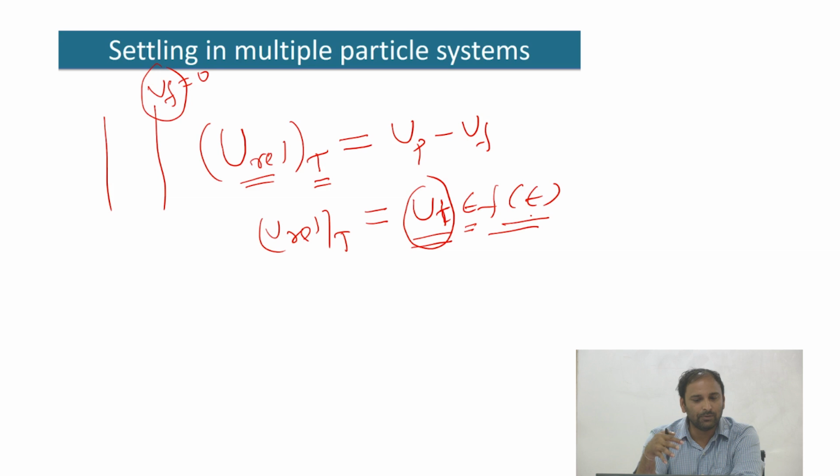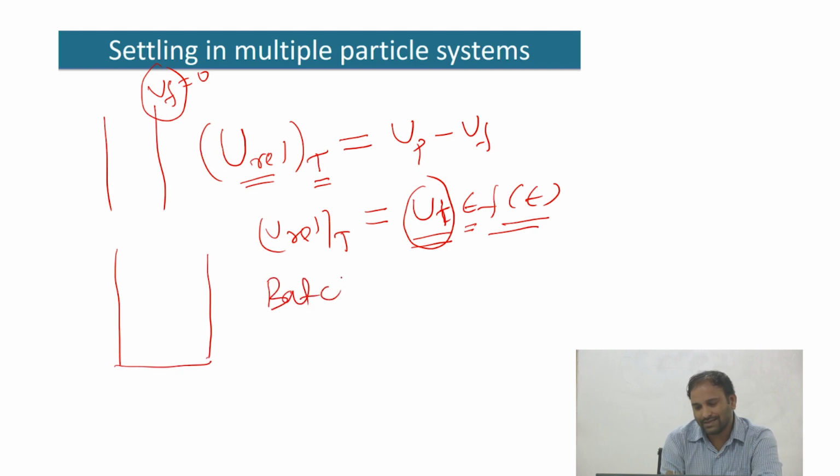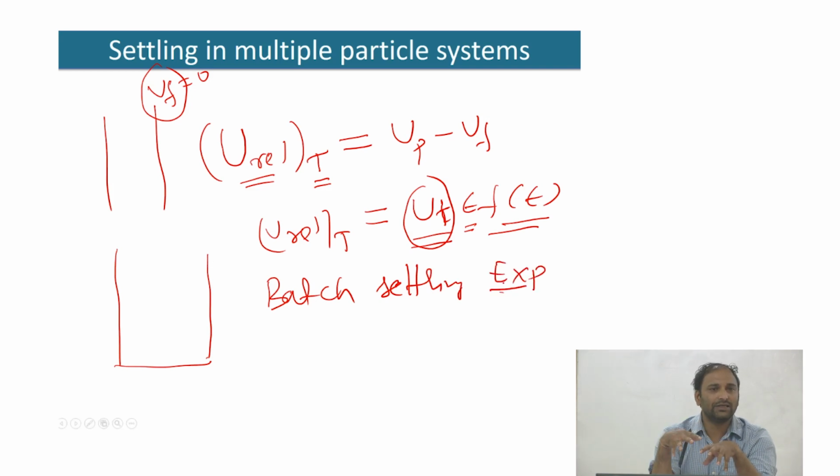Before we go further, I just want to introduce a few terms. Typically, when people do multiple particle settling, they carry out a certain type of experiment called a batch settling experiment. In batch settling, you have a container that is filled with particles, and you watch this container with the fluid-particle system as a function of time.